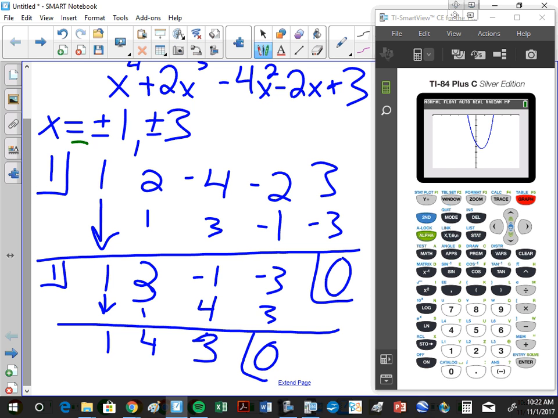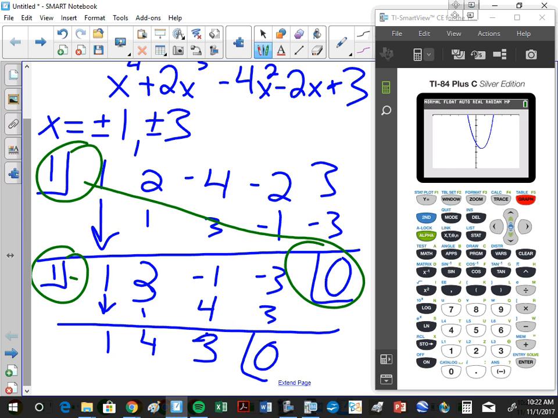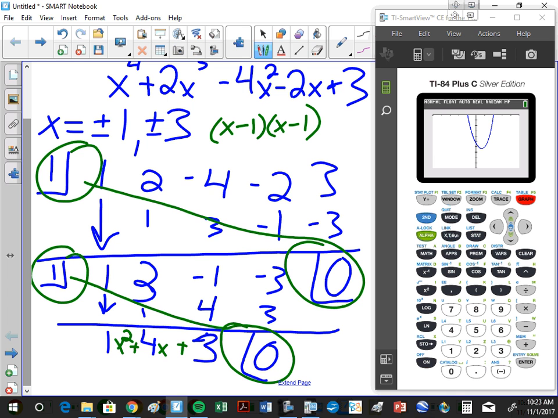So this right here tells me that x equals 1 is one of the roots. This right here tells me that x equals 1 is a duplicate root. No, you can, but you don't have to. So we end up with x minus 1, x minus 1, and then there will be 2 more. x squared plus 4x plus 3.